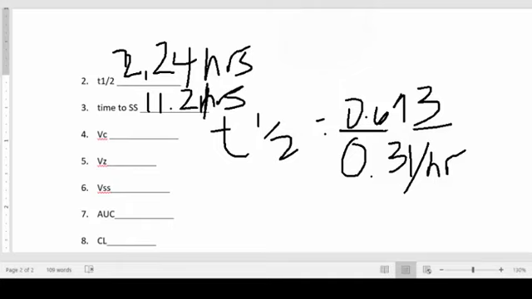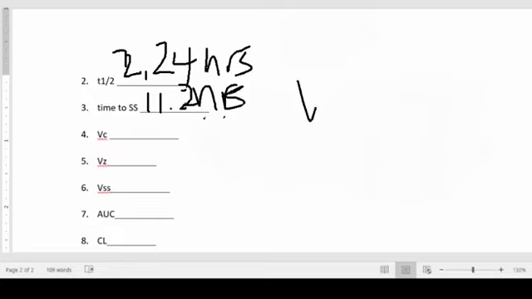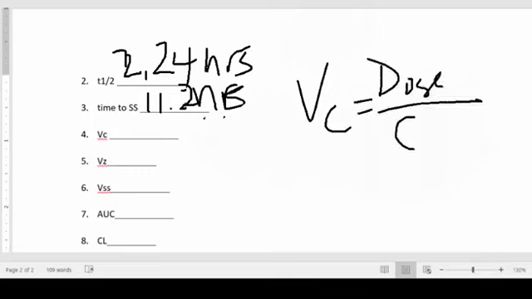What's our VC? Our VC, if you remember from the slides, you can also get out the equation sheet that I am going to be giving you for your test, which may be helpful. But VC is always the dose over your initial concentration, which in this case is going to be your C1 plus C2.